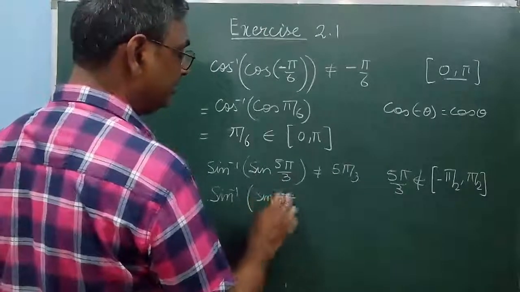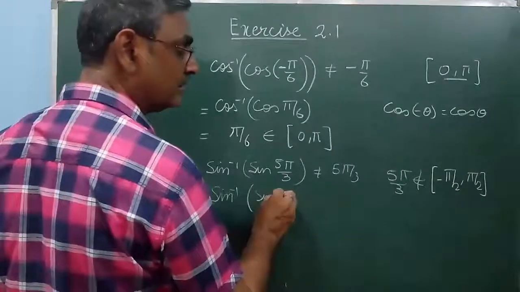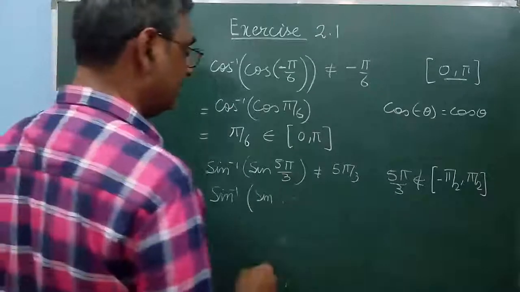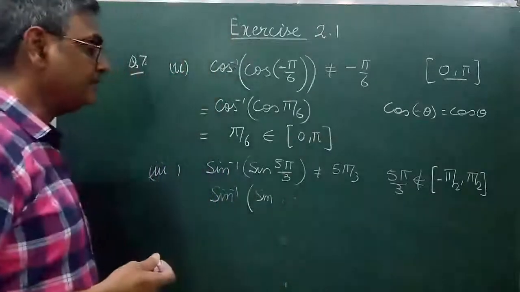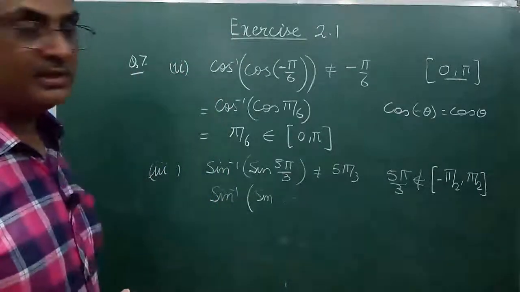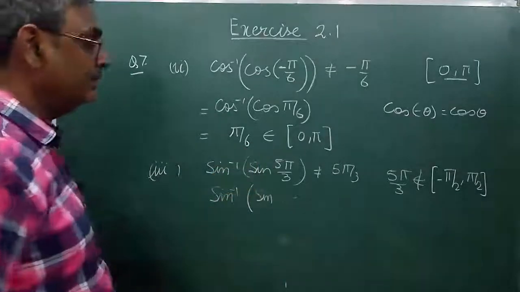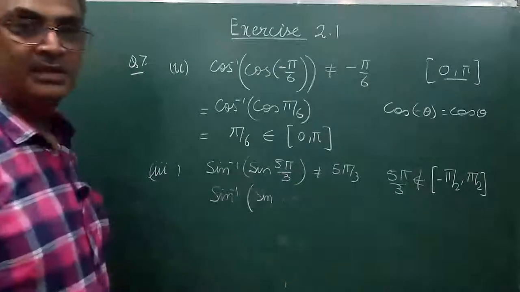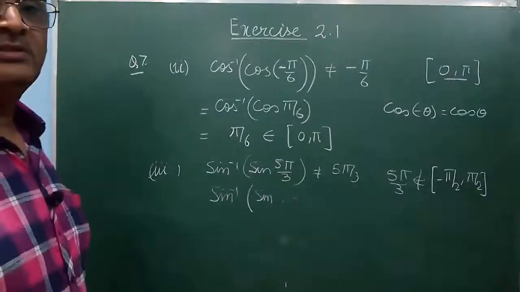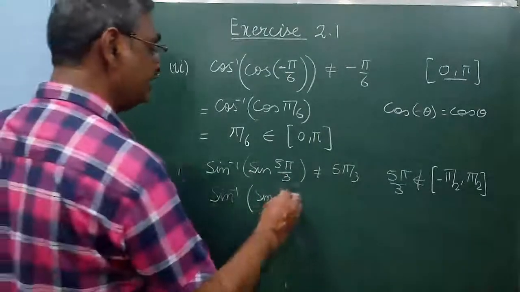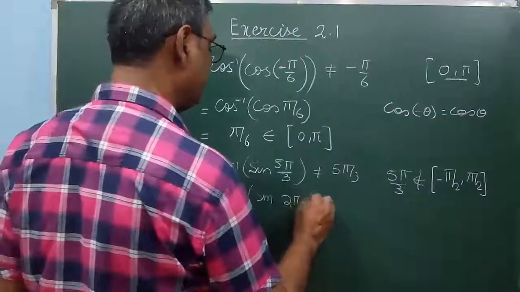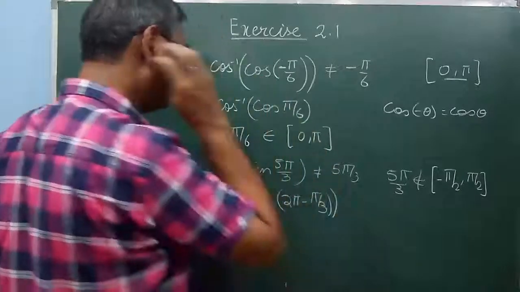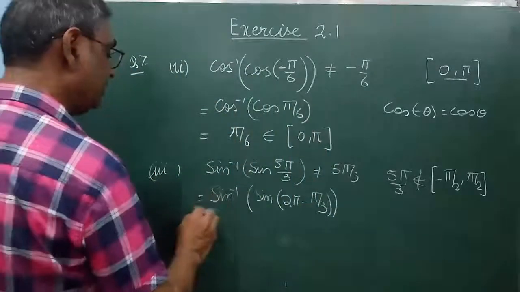How much should I write? I am having 5 pi by 3. So if I write pi minus, it won't work because it is more than pi by 3, where pi by 3 means 60. 60 into 5 is 300. So here it is 2 pi minus pi by 3. Correct?